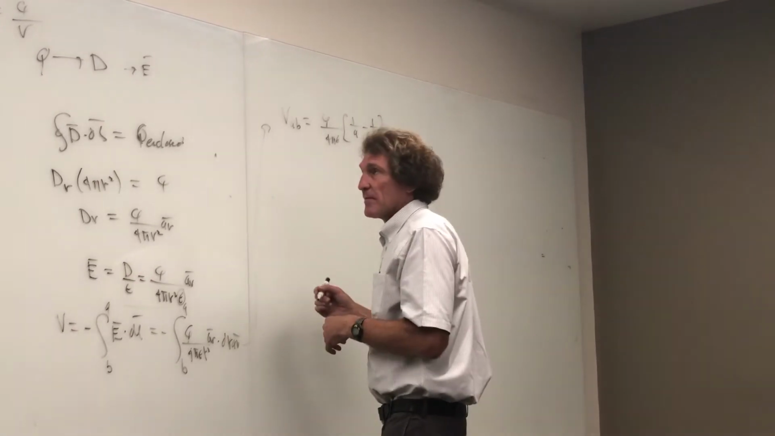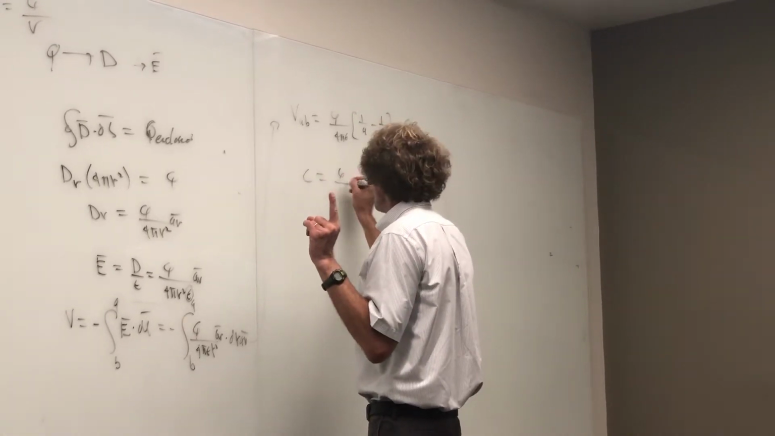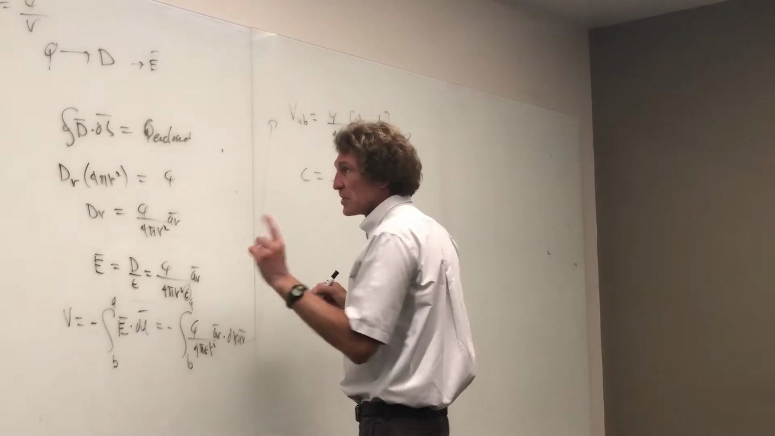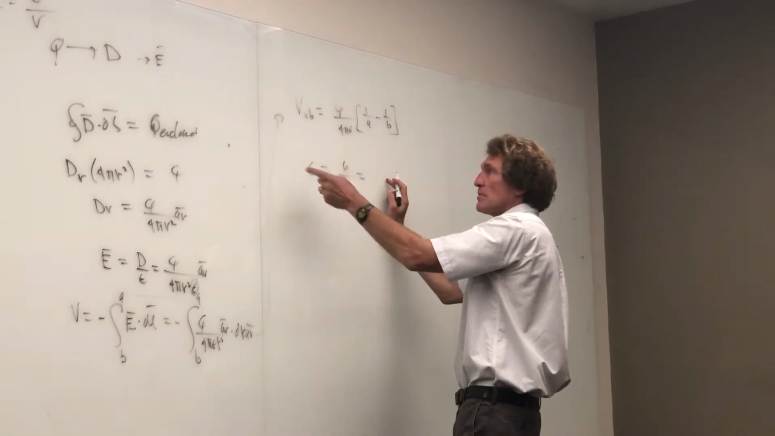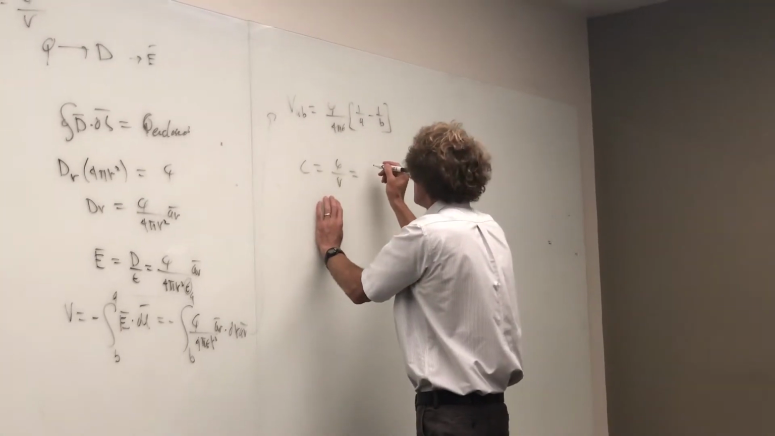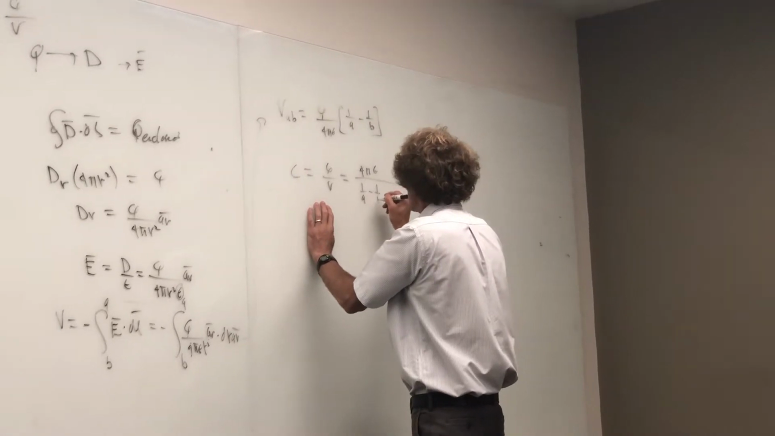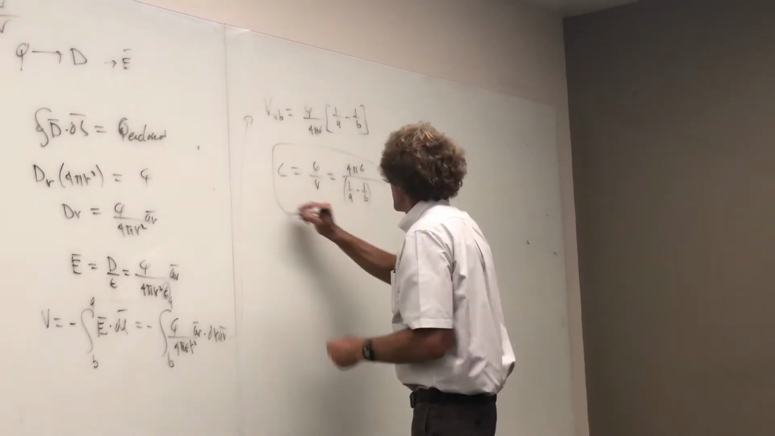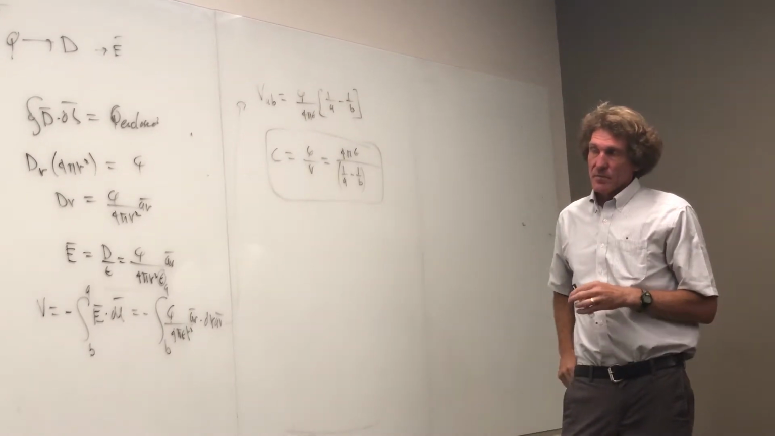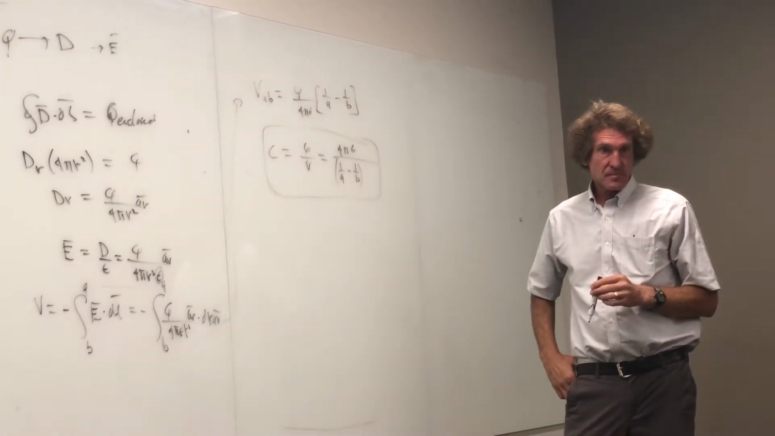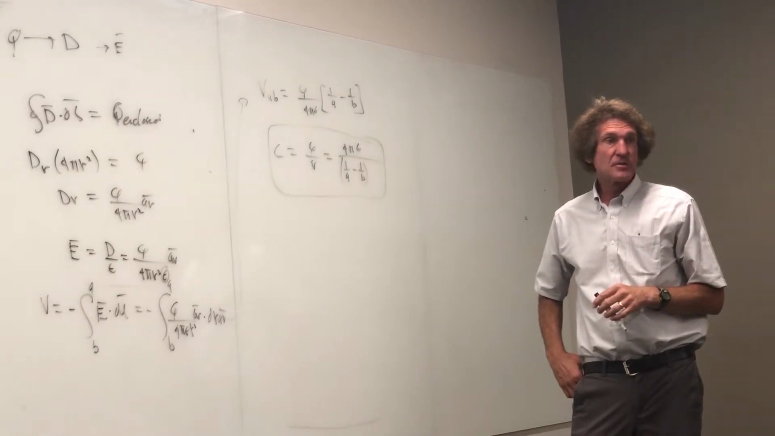And then, if I have the voltage, how do I get the capacitance? Q over V, right? I assume Q, and I've got V, so what happens? When I take Q divided by V, I get what? 4 pi epsilon over 1 over A minus 1 over B. And that's the capacitance between the inner and outer shell for a spherical capacitor. Make sense?